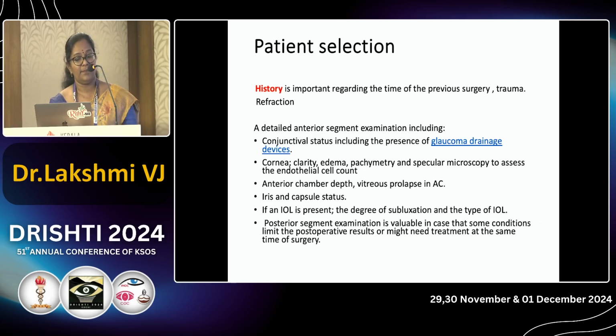If an IOL is present, note the degree of subluxation and the type of IOL, because when you're planning a secondary IOL, can the primary IOL be reused? That should be kept in mind. So the type of IOL should always be looked at. As for the timing of the prior surgery, if the SICS was done 5-6 years back, whether the wound would have healed, whether we can open the same wound or should we make another wound, all depends on the anterior segment examination of the patient.